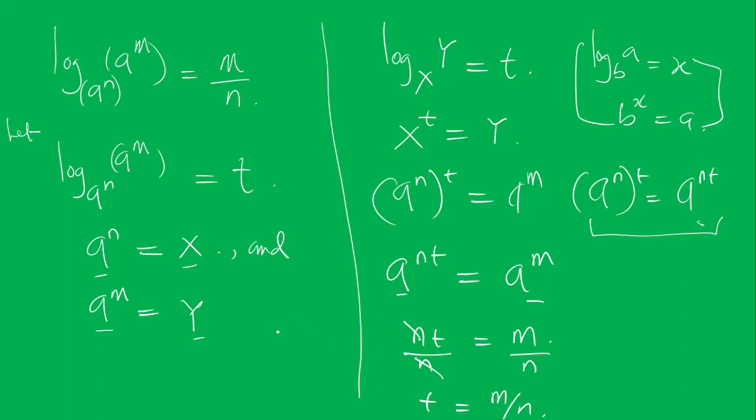Now, if you look at this expression here, this is our t. Our t is equal to m all over n. So if I put it here, you now have m all over n. So we're going to be using this rule. This rule is what will make your answer faster.